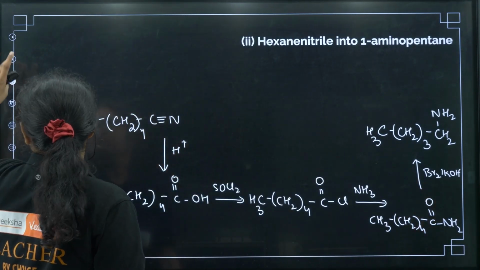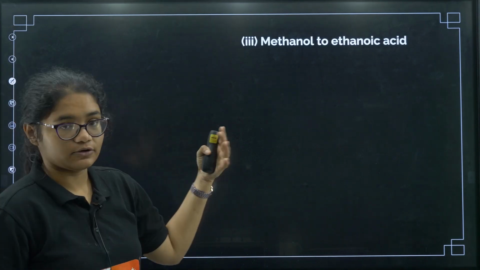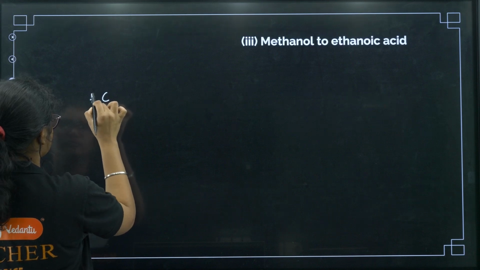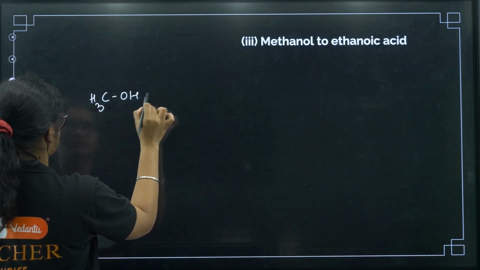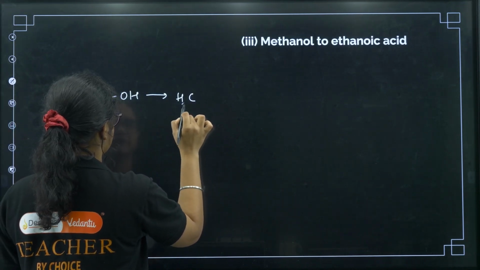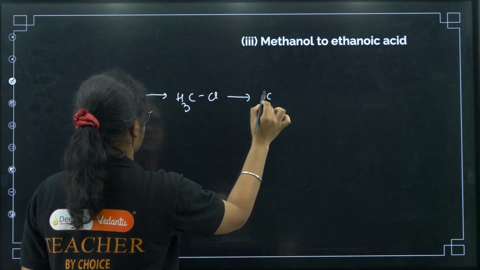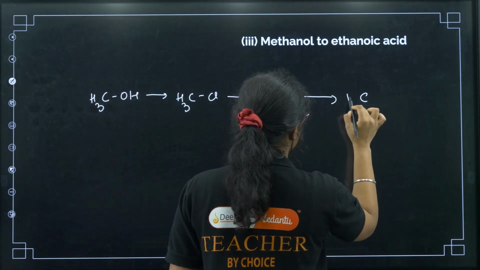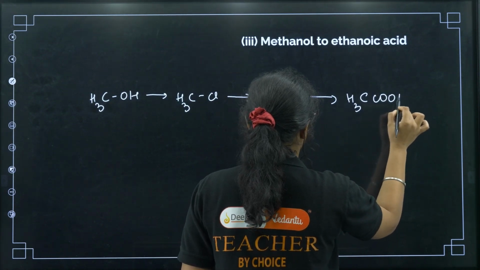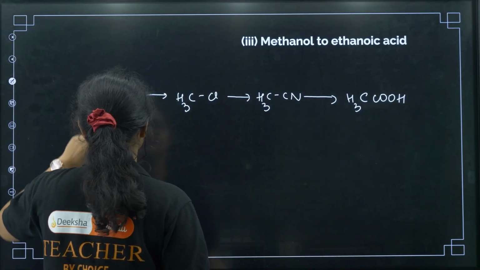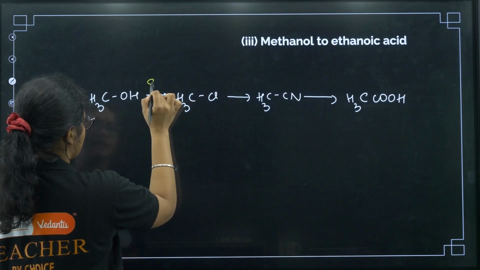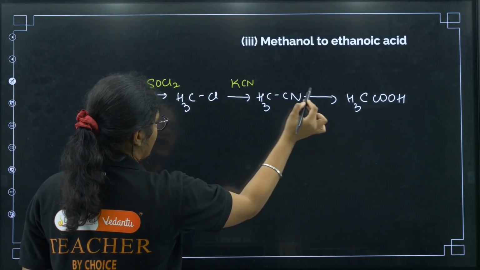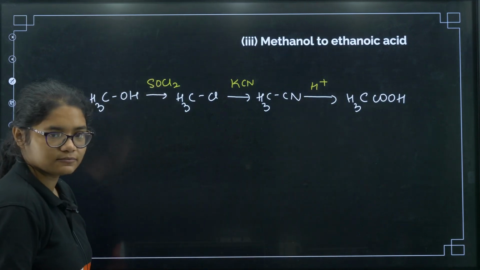Okay, fine. Next question, methanol to ethanoic acid. The number of carbons is increasing, right? So here, methanol, CH3OH, first I will convert it to CH3Cl, then I will convert it to CH3CN, and then I will convert it to CH3COOH, right? If you know the reagents, quickly tell me. OH to Cl I can use SOCl2, Cl to CN I can use KCN, and here I can simply use H plus, right?